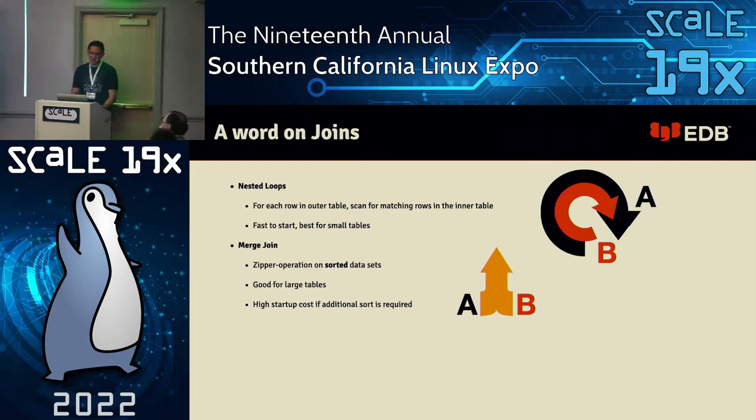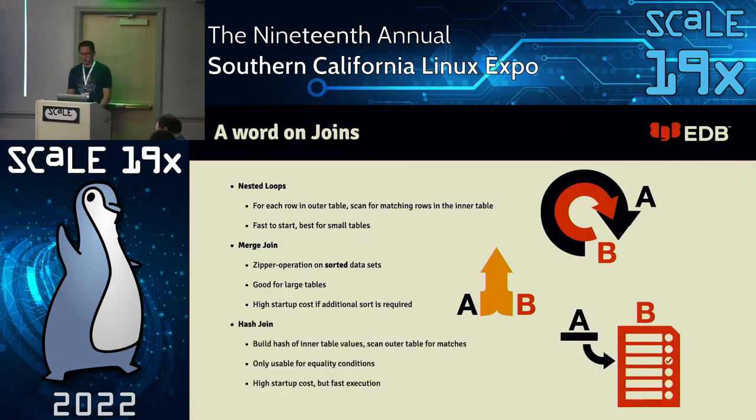Merge join: what that does is take two data sets that are sorted, and it will zipper match them all together. Like, 1 and 1, okay, 2 and 3, no, 3 and 3, okay, and then join those together. Now this is good for large tables, but it requires that you sort them. So if you do have a large table that's not sorted already, it's going to create extra processing for the query planner to do.